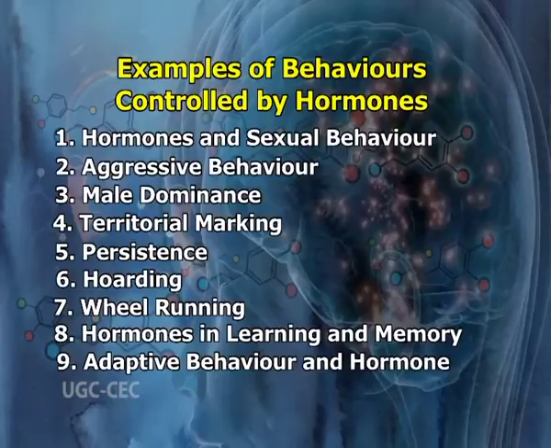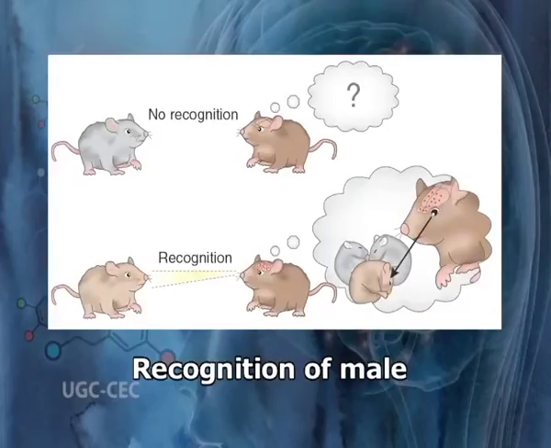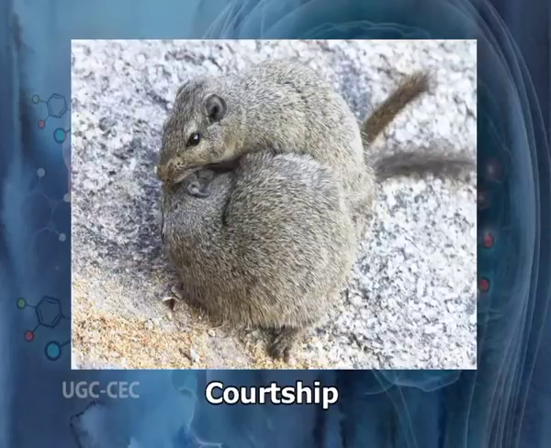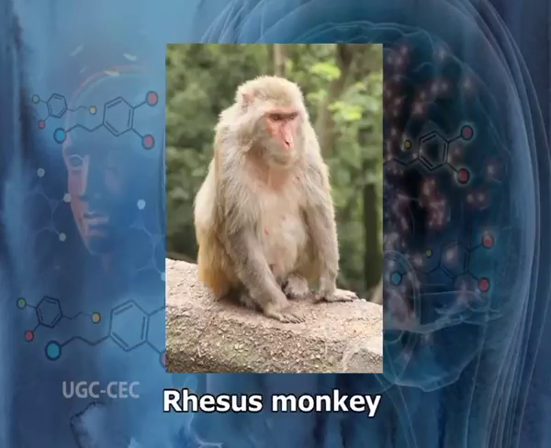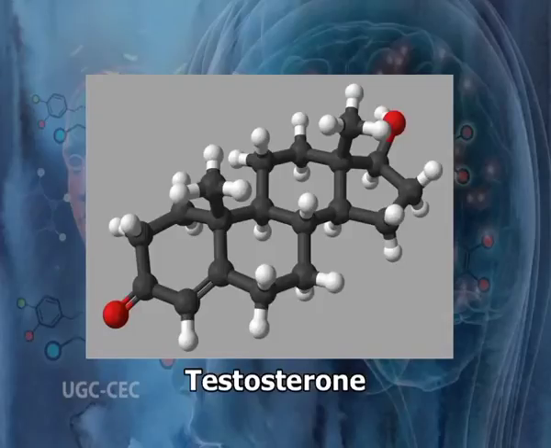Examples of behaviors controlled by hormones. Number 1, hormones and sexual behavior. Sex hormones are essential for sex attraction and recognition of male, sexual interaction between two sexes or courtship, and postural responses by male and female to achieve coitus. For example, in female rhesus monkeys, estrogen enhances female attractiveness and receptivity. The male copulatory behavior, that is erection and ejaculation, is controlled by testosterone.